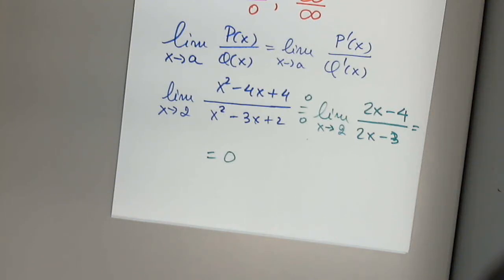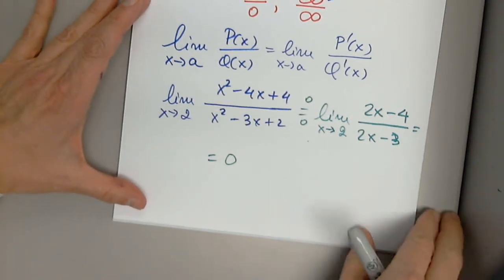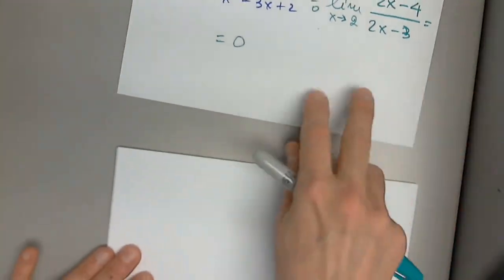Right? 2 times 2 is 4, 4 minus 4 is 0. 2 times 2 is 4, 4 minus 3 is 1. 0 over 1 is 0. Quite elegant. Quite elegant. Okay? We could not use it before. We're going to use it in a minute, but not before we go through derivatives of trig functions.